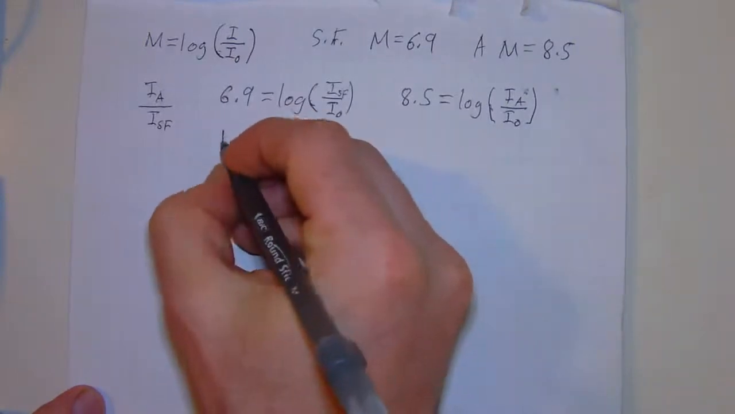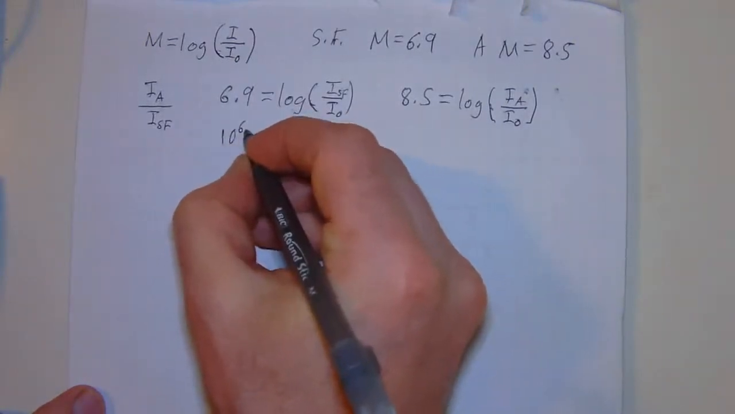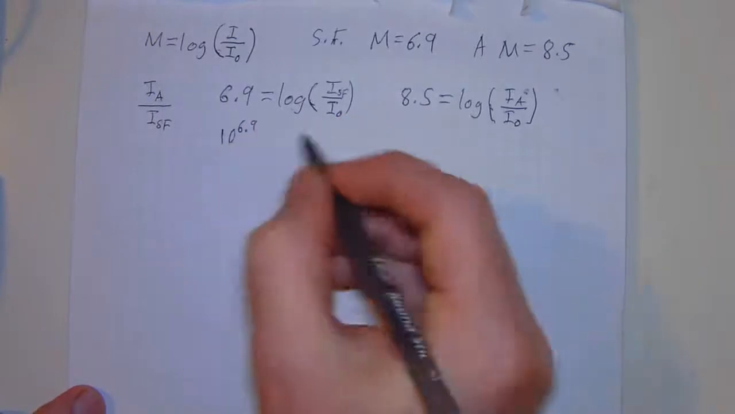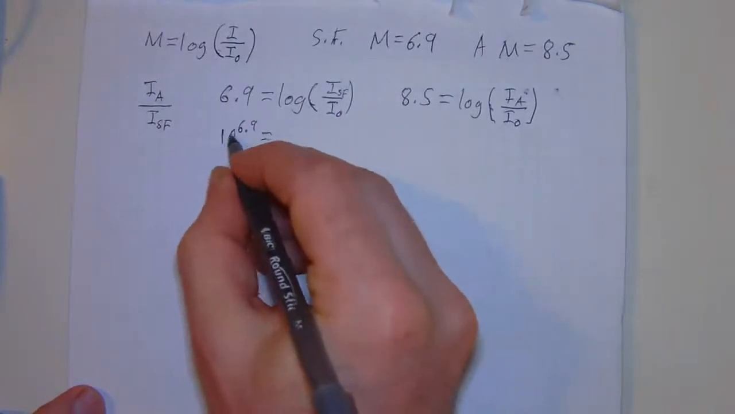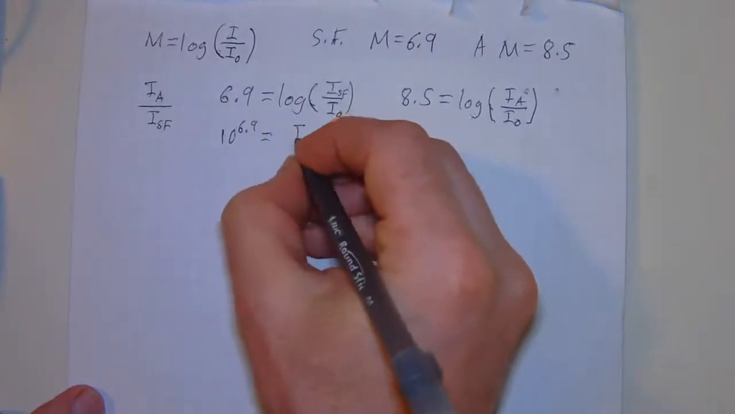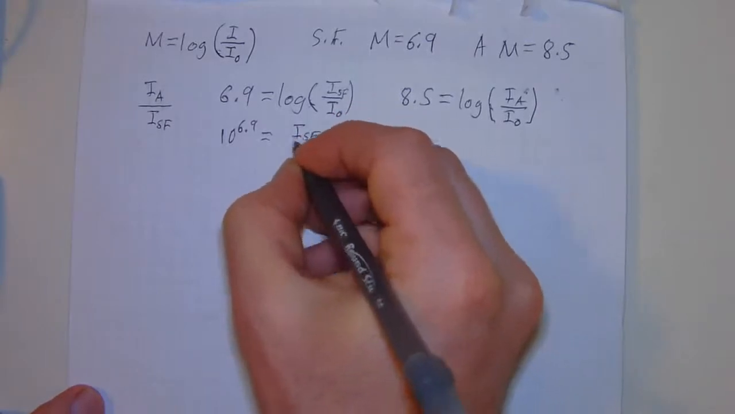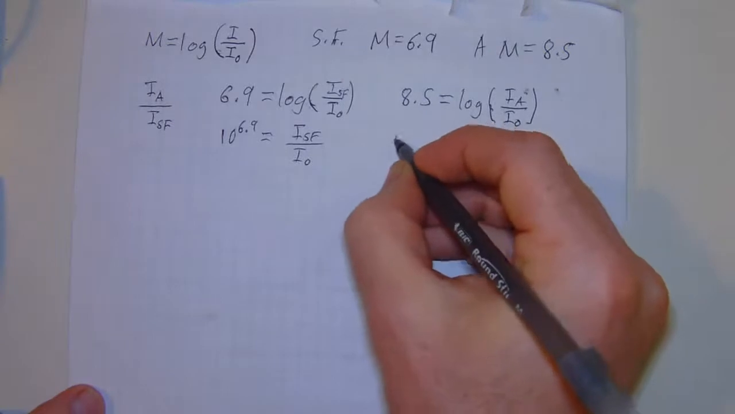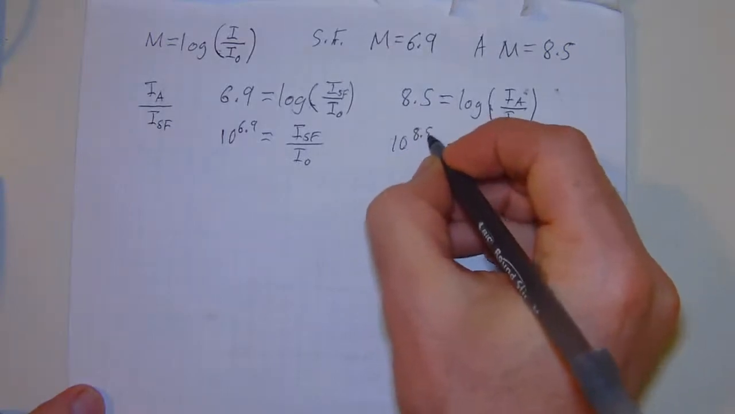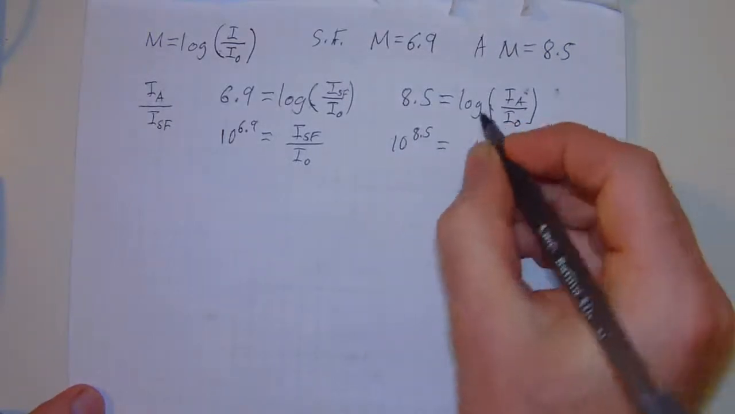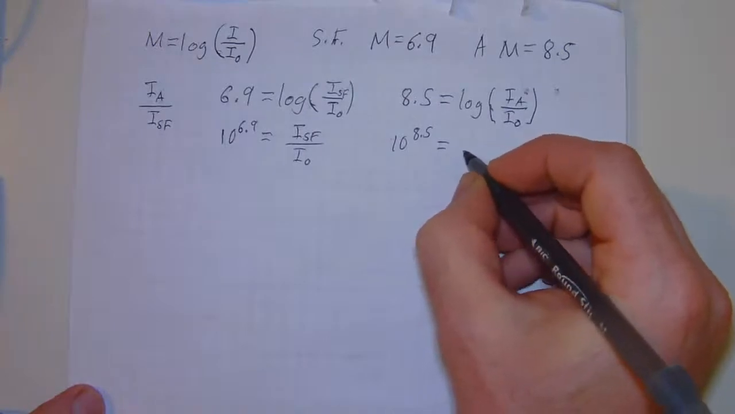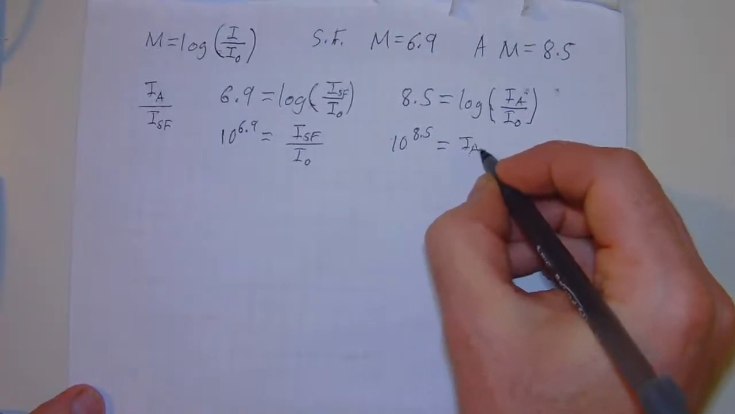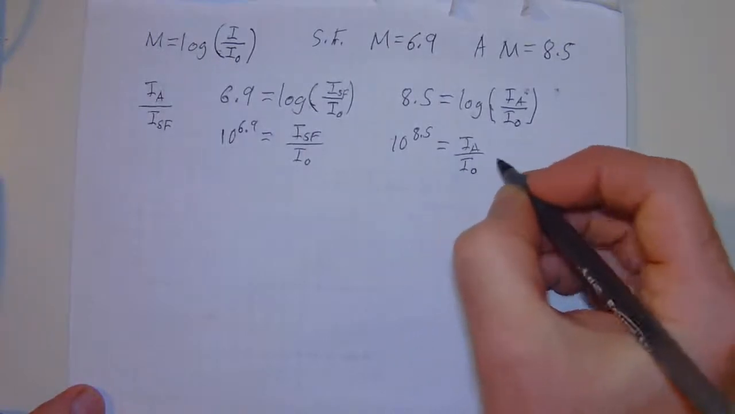So I'm going to change this to exponential form. When the base isn't noted, we're base 10 for logarithms. So 10 to the power of 6.9 equals the intensity of the San Francisco earthquake divided by the reference intensity. And we can do the same thing over here. 10 to the power of 8.5 equals the intensity of the Alaskan earthquake divided by the reference intensity.